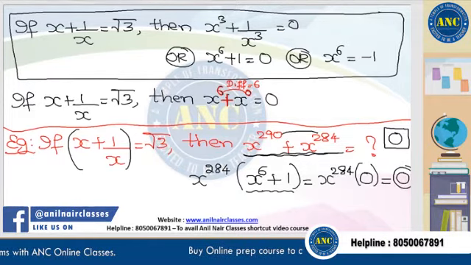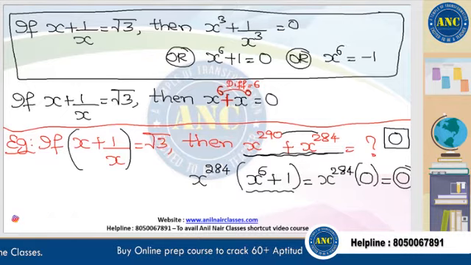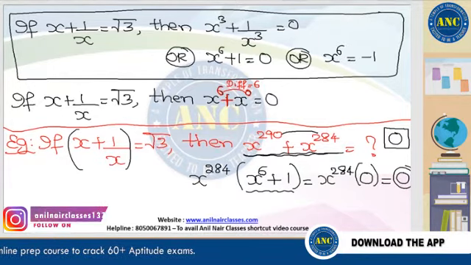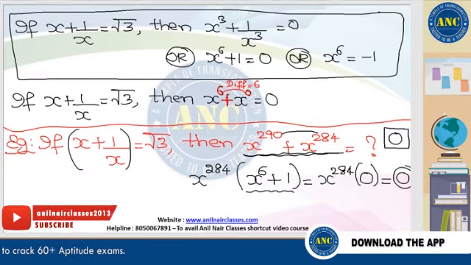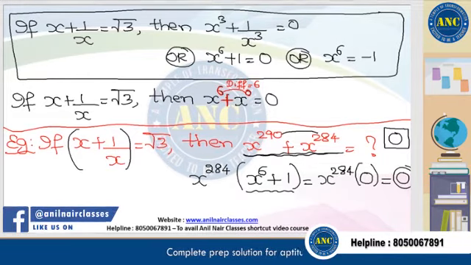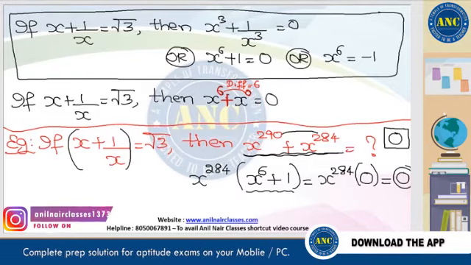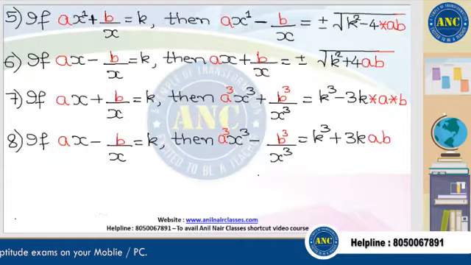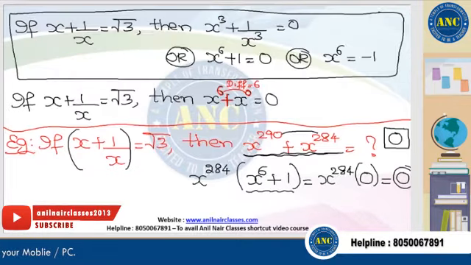Very simple. So instead of taking that common factor and wasting our time, we can easily conclude that if the difference between the powers is equal to 6, then the value will be equal to 0, right? Then the value will be equal to 0. We can conclude that very, very easily. I hope this particular screen is very clear for you.